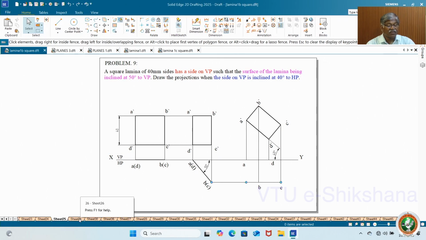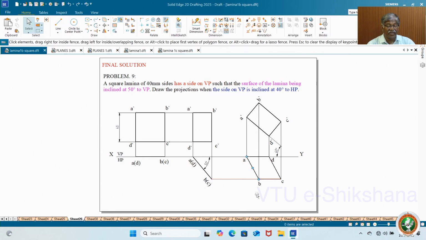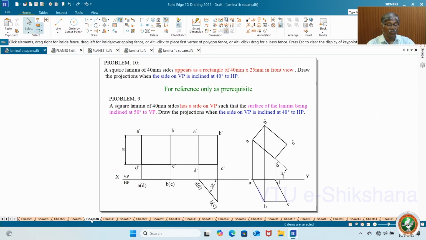See, this is the final solution. The final solution is this: the line is inclined to HP and on VP. This is very clear. AD is on VP and inclined to HP. So you can review at the end.